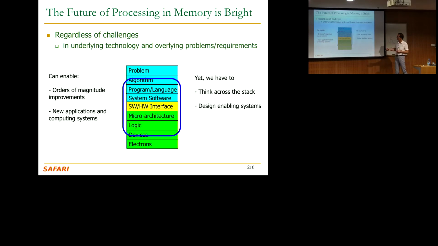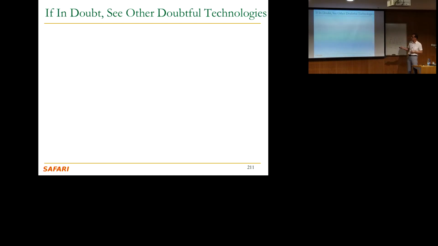We can enable things, but we need to think across the stack and design enabling systems. Now, maybe this is a smaller paradigm shift, but we've done it before. We've talked about flash memory. And I think flash memory, like 30 years ago or so, was a very doubtful technology. I know people who were working on algorithms for flash memory, like garbage collection for flash memory, which is really fundamental to a lot of things that we do in flash memory today.